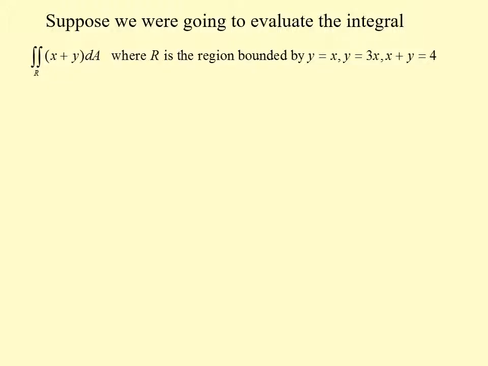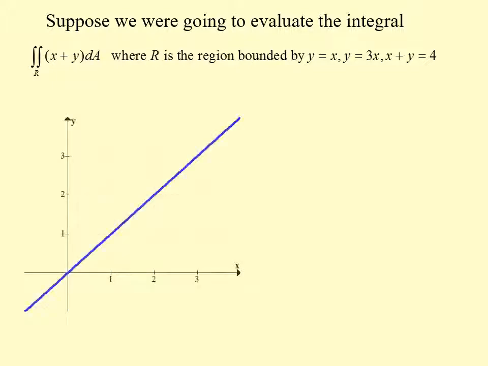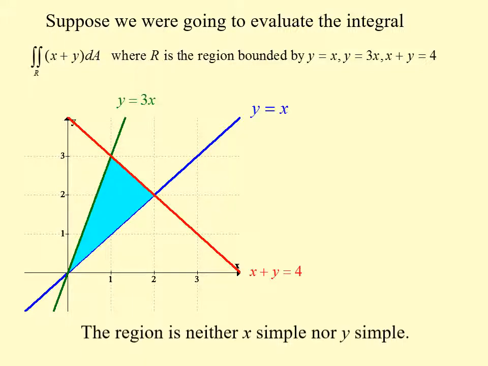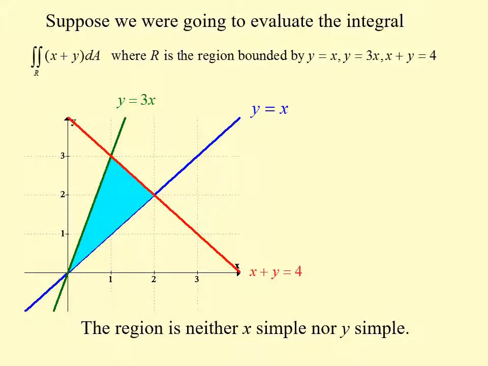Now to see how this Jacobian works, we're going to do a change of variables or a transformation. Here's a region that we're asked to integrate over. The region is bounded by the line y equals x, the line y equals 3x, and the line x plus y equals 4. As you can see, this region is neither type 1 nor type 2. It's neither x simple nor y simple. Hence, we'd have to use several integrals to do that. However, let's see how we could transform this with a substitution.